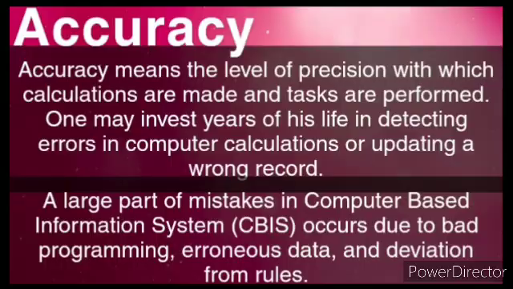Second is the accuracy. Accuracy means the level of precision with which calculations are made and tasks are performed. One may invest years of his life in detecting errors in computer calculations or updating a wrong record. A large part of mistakes in a computer-based information system, or CBIS, occurs due to bad programming, erroneous data, and deviation from rules.